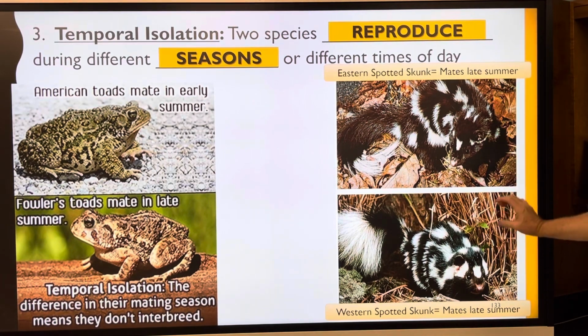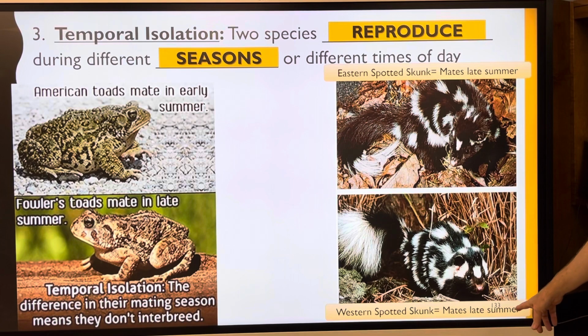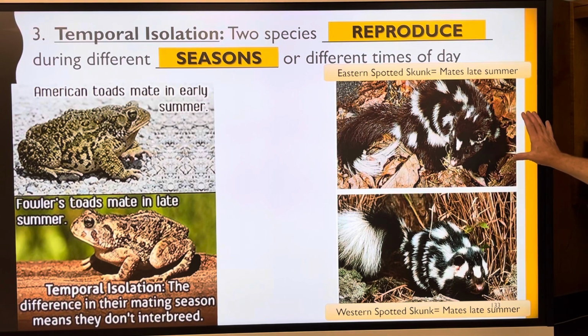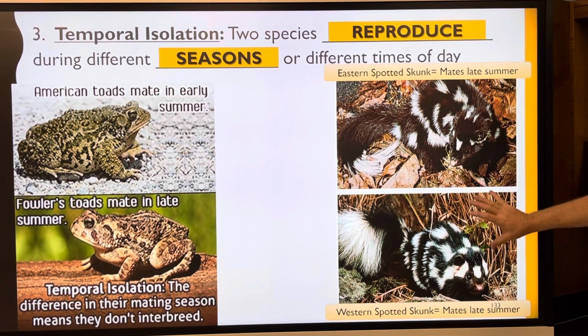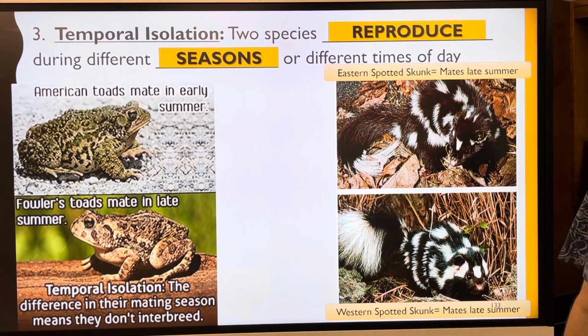Late summer, that should not say late summer also. Typo, I think, okay? Or is this one different times of day? Yes, they still mate in late summer, but different times of day. That's what that one is. I don't know why that's not there, but.